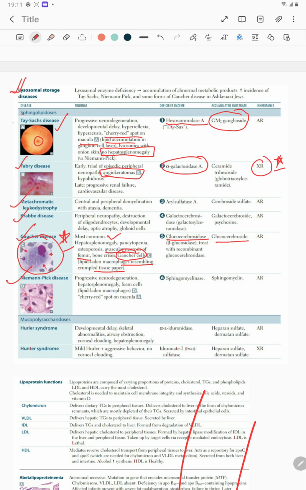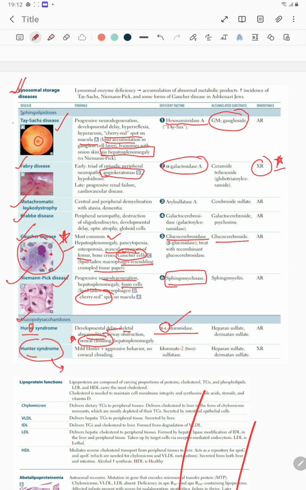In Niemann-Pick disease, neurodegeneration will be there, foam cells and cherry red spot will also be there, and there is sphingomyelinase deficiency. Mucopolysaccharidosis includes Hurler and Hunter. In Hurler there is developmental delay, skeletal abnormalities, and corneal clouding is a typical feature of Hurler. There is alpha-L-iduronidase deficiency.